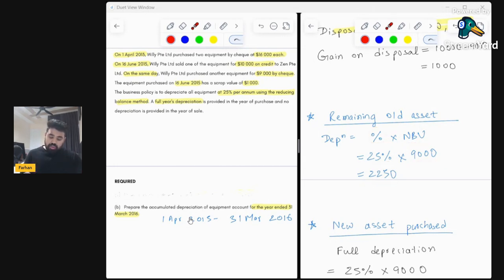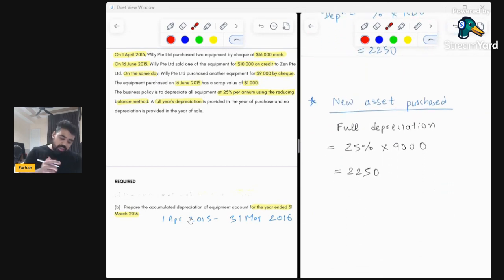Now, we have to look into the purchase of the new asset. If you read the question carefully, you would see that it's saying that on the same day, Willie also purchased another equipment for $9,000 by check, and this equipment purchased on 16 June 2015 has a scrap value of $1,000. Now, the scrap value basically refers to the amount which we can expect to receive by selling this asset at the end of its useful life. Whenever you're using the reducing balance method, you don't have to worry about the scrap value in your calculations. The scrap value is only important if you are actually using the straight line method. So in this case, we will ignore this, okay?